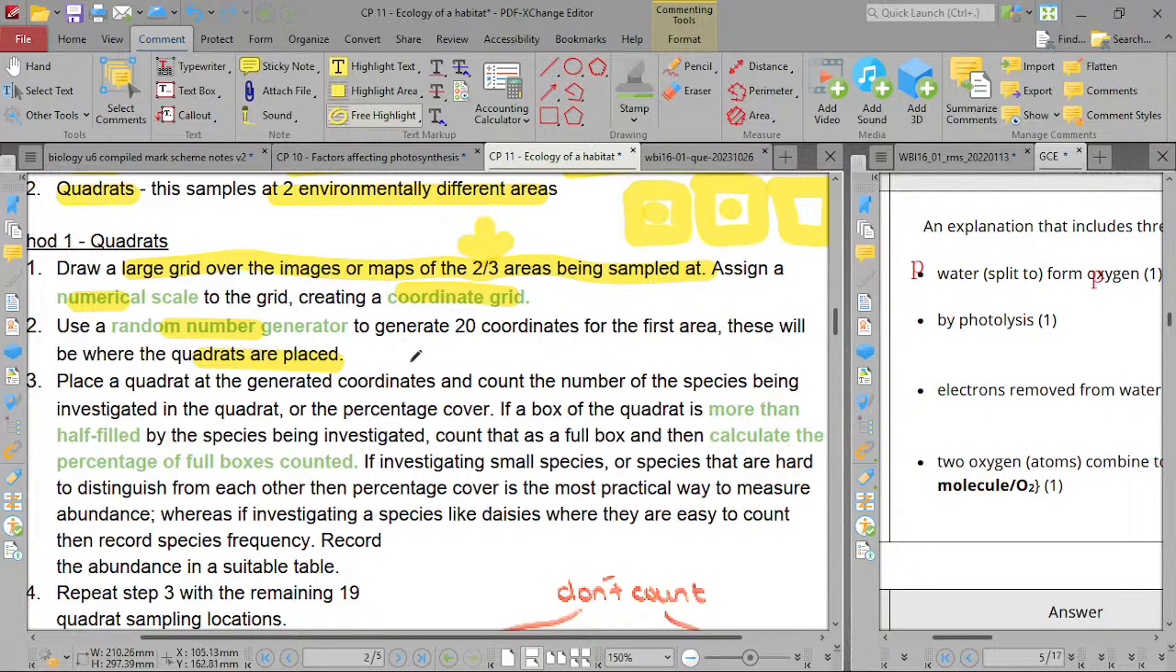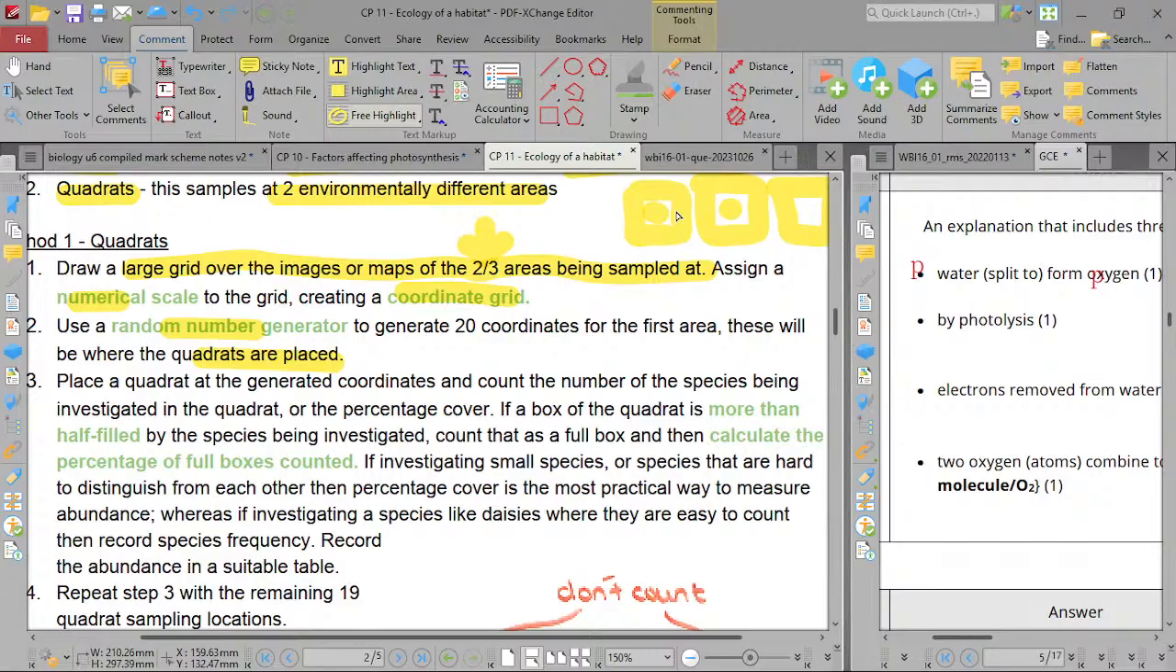We make the grid, label the grid, use the number generator to generate 20 coordinates for the first area, and then we're going to be placing the quadrats at those coordinates and counting the number of species being investigated in the quadrat, aka the percentage cover. If a box is more than half filled, then count that as a full box. If the box of the quadrat is more than half filled by the species being investigated, count that as a full box, and then calculate the percentage of full boxes counted, or full organisms, I guess.